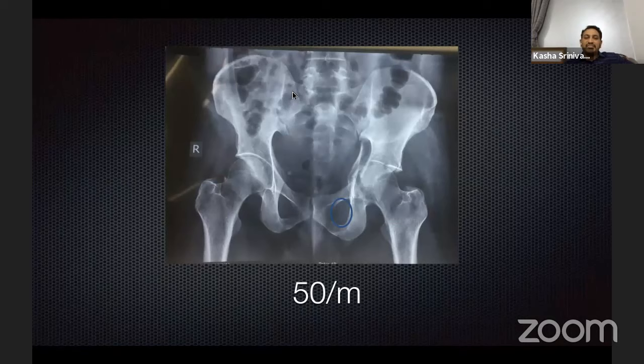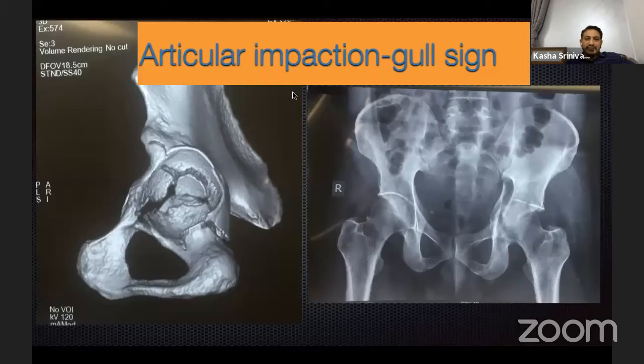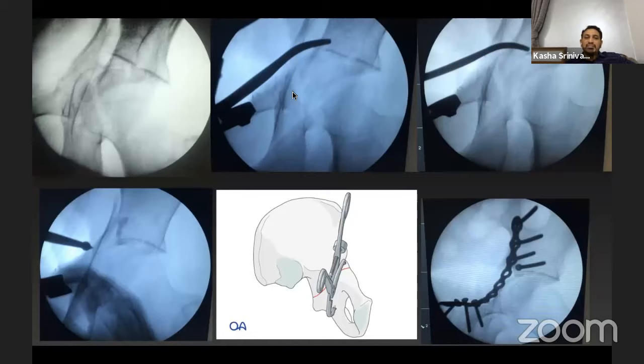And here is a second example wherein both the iliopectineal and ilioischial lines are gone, although the integrity of the ischiopubic segment is intact, and that is the CT scan which you can see. So here, the columns are not much displaced, but what is clearly visible is articular impaction, or a gull sign which is positive in this particular case, which has to be addressed during fixation, which can only be addressed if you go anteriorly, either by an iliofemoral or a Stoppa approach.